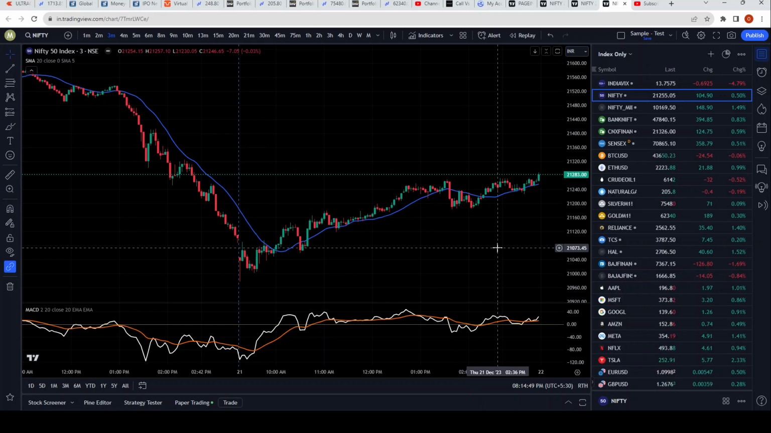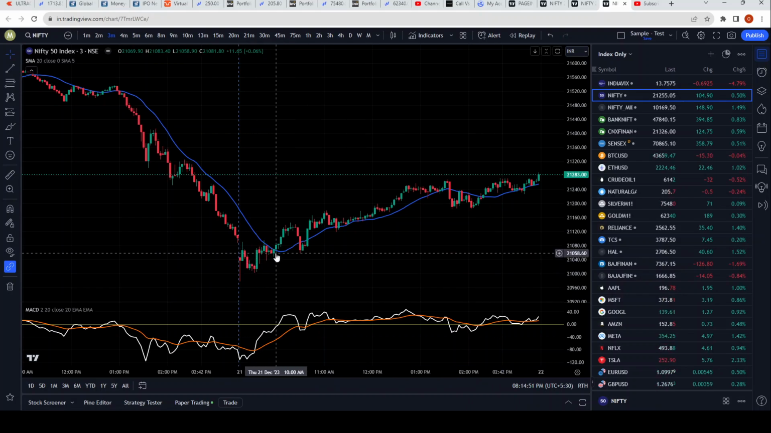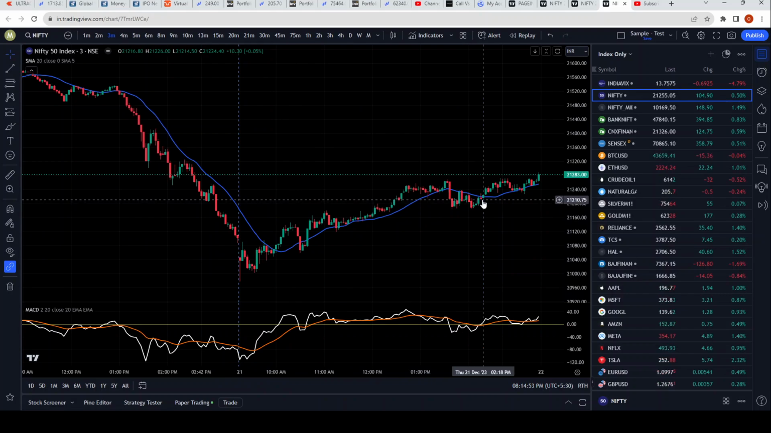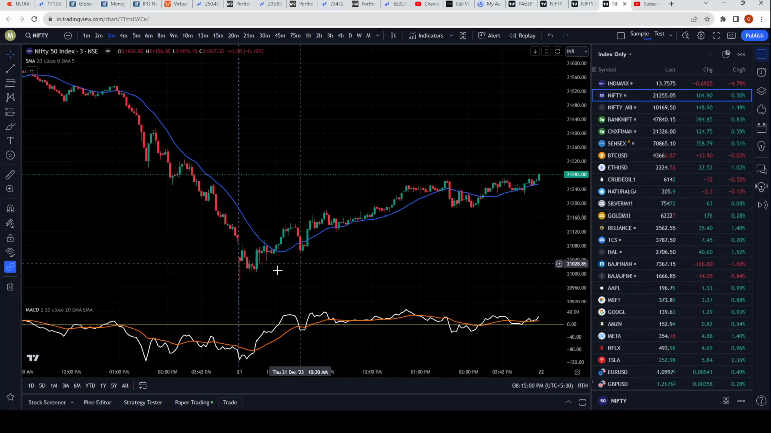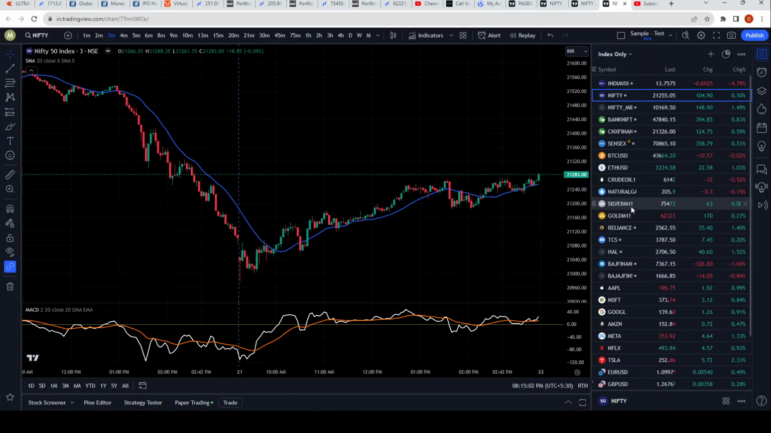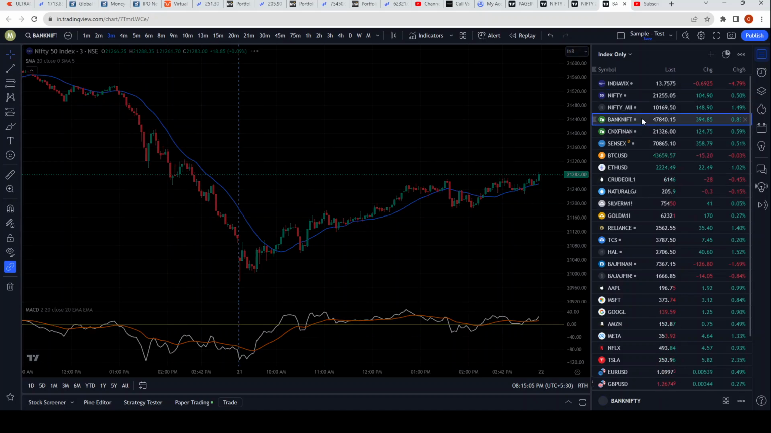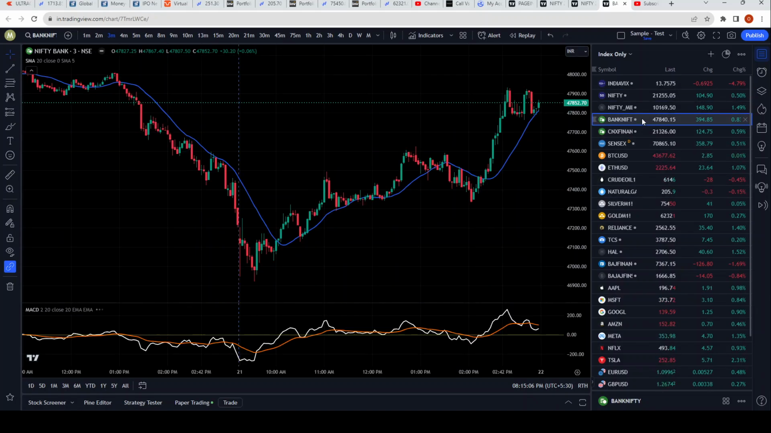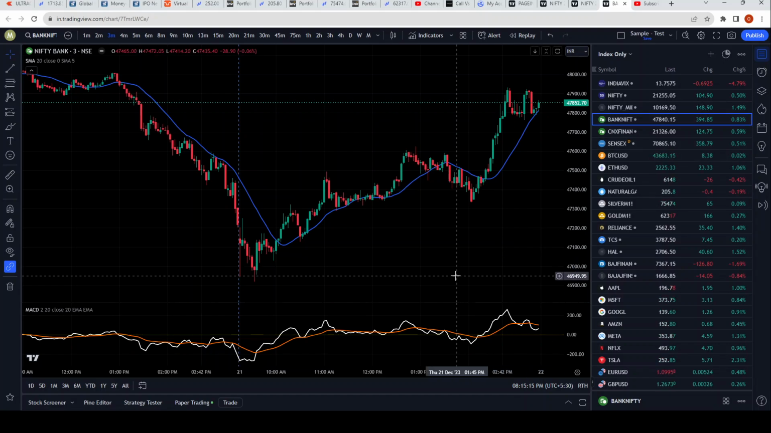Now, how do we use this? If you see Nifty, the way it has moved today, I wish there was a little more movement on the Nifty, but even then I can make my point. Let me just go into another chart, say Bank Nifty. The movement on the Bank Nifty is a little more, so let's use this Bank Nifty as an example. All right. So how do we want to use this?